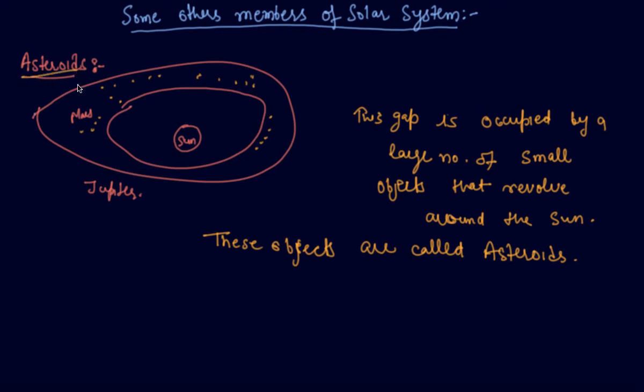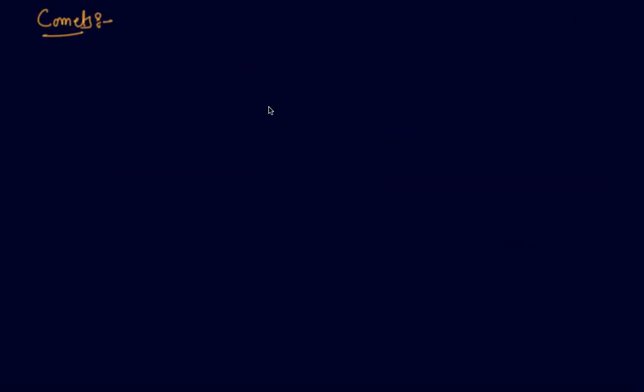So now let us move to what are comets. Okay students, so now we will discuss comets. I am drawing the Sun again, and comets are also members of the solar system. They revolve around the Sun in highly elliptical orbits, students. The head is very bright in nature. Let me draw the head of the comet, and they also have a tail.